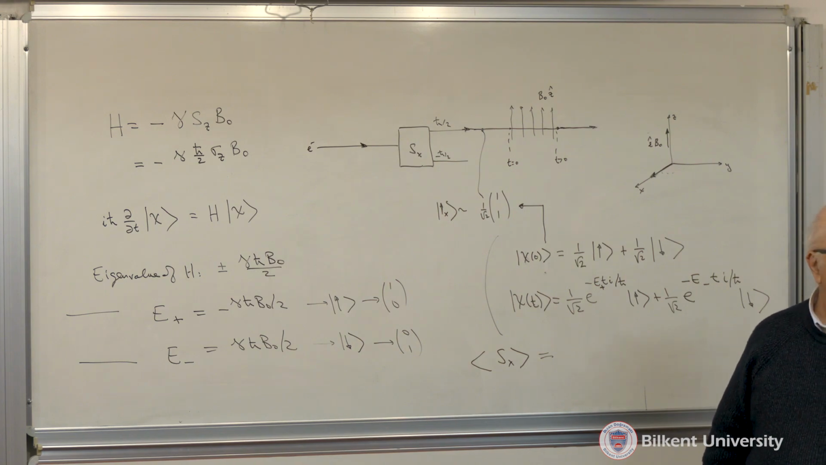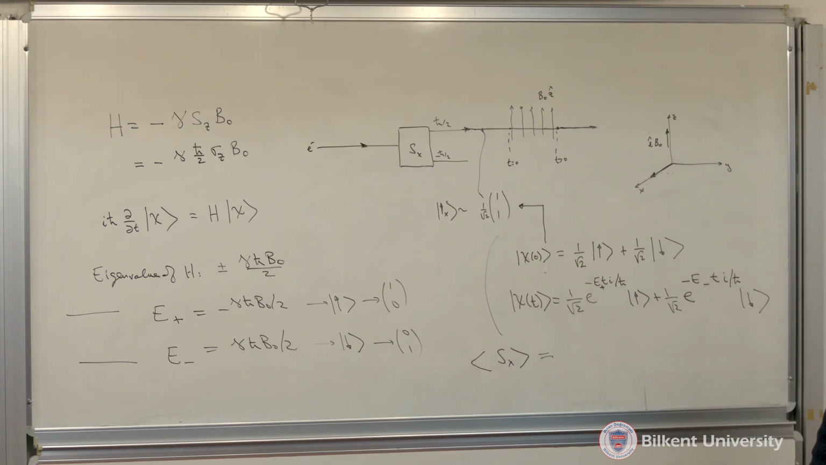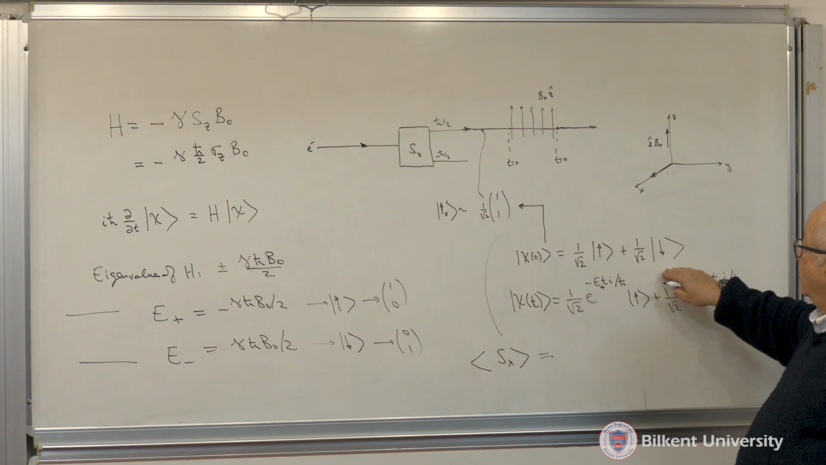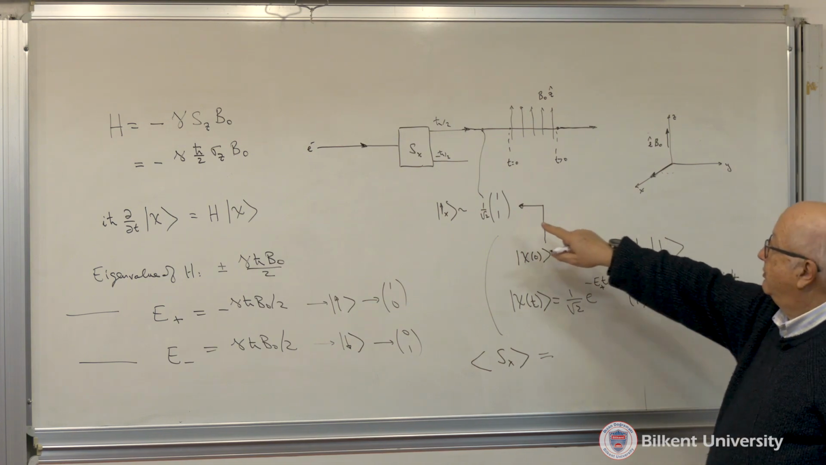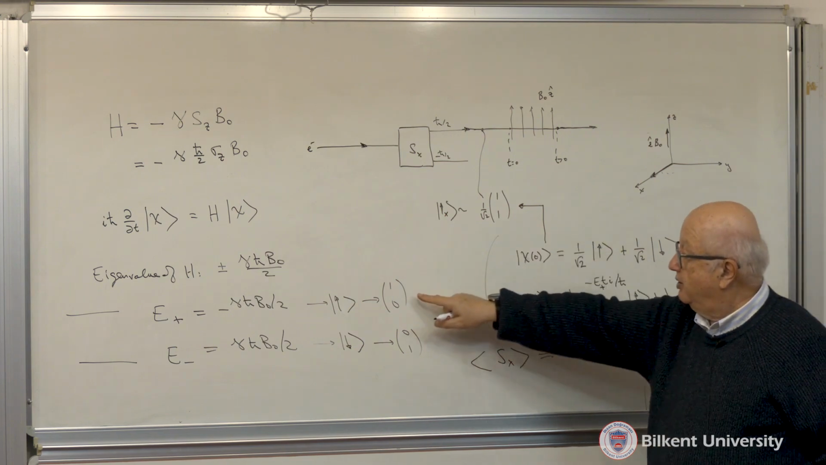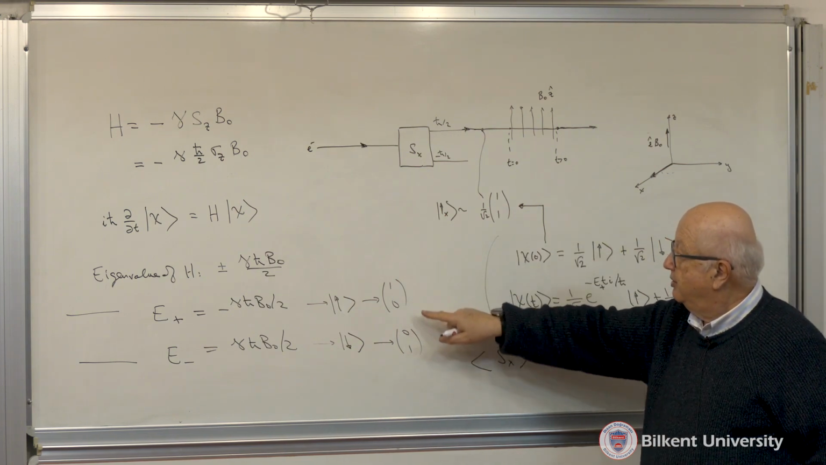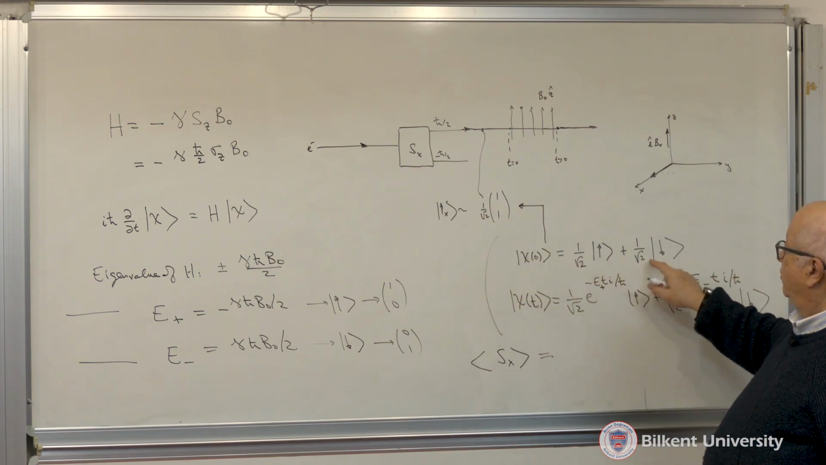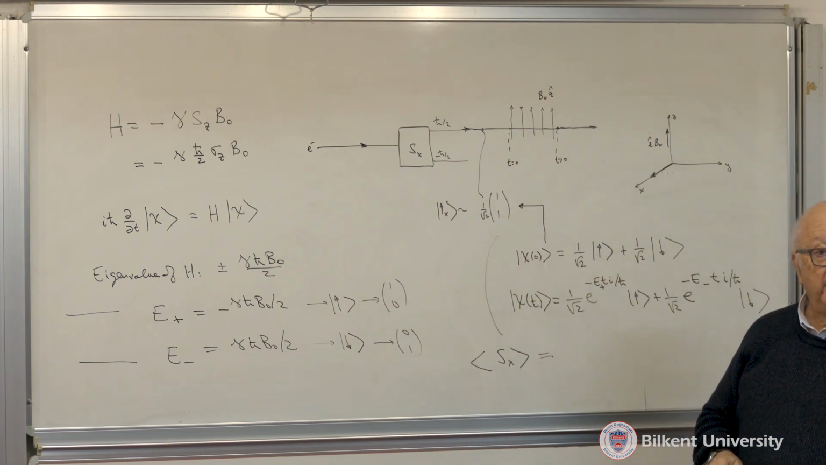Yes. Hocam, how did you find chi of t? I mean, where does it come from? How did you find the coefficients? Okay, this is chi at 0, right? Where did it come from? This is our initial state. These are the eigenstates. This state is, okay, sorry, 1 over root 2, 1 over root 2, each one of those, okay?